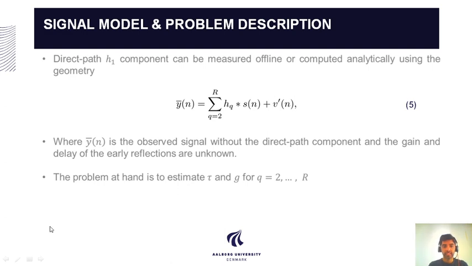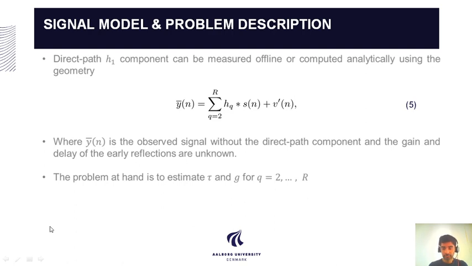Since we are fixing the location of the loudspeaker and microphone, or in other words, since we know where the loudspeaker and the microphone will be positioned on a drone platform or robotic platform, therefore the distance between the loudspeaker and the microphone will be known. This also means that we can estimate the time of arrival of the direct path component offline using an anechoic chamber, or we can estimate it analytically.